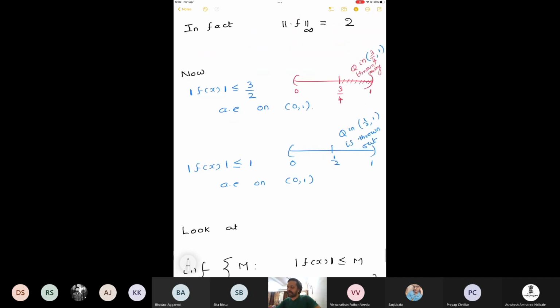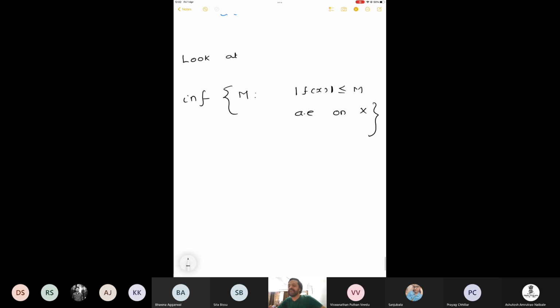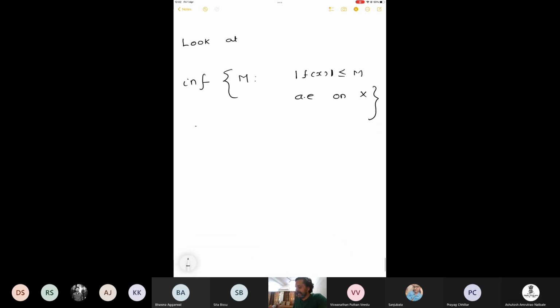Okay. Here I have mod f x less than or equal to 3 by 2 almost everywhere on x. Here I have mod f x is less than or equal to 1 almost everywhere, and you may get another bound also. But the nice bound I can get is the infimum. Do you agree? Yes, sir. And this has a name.